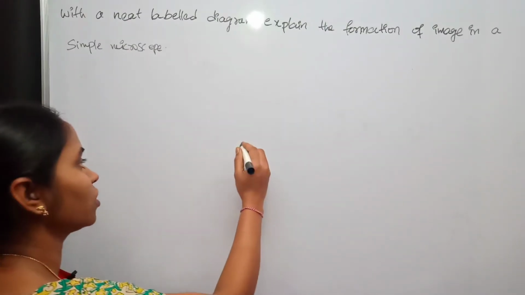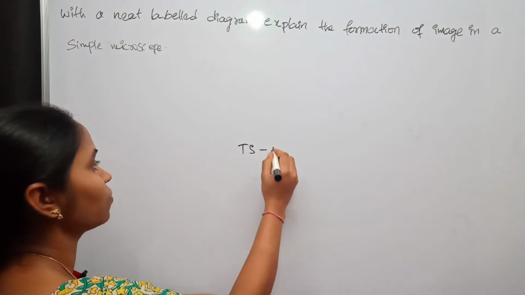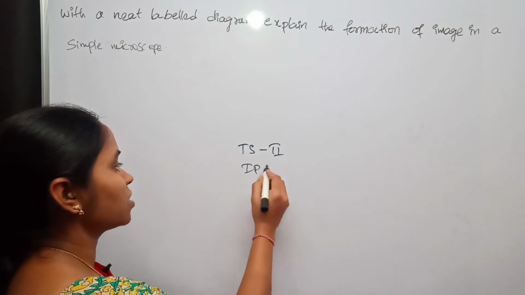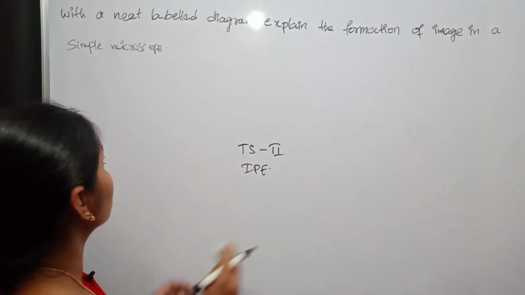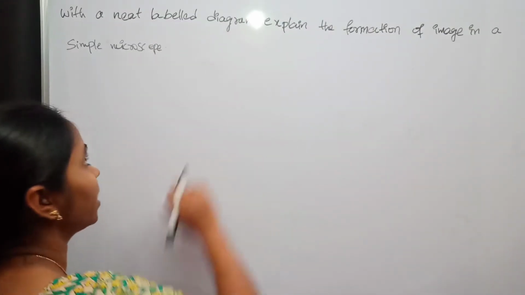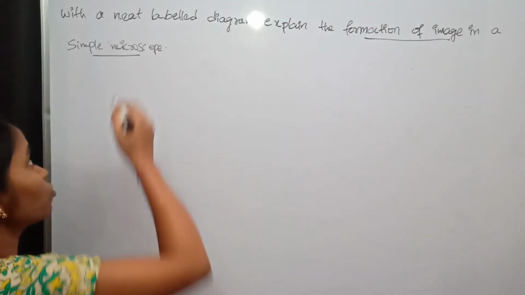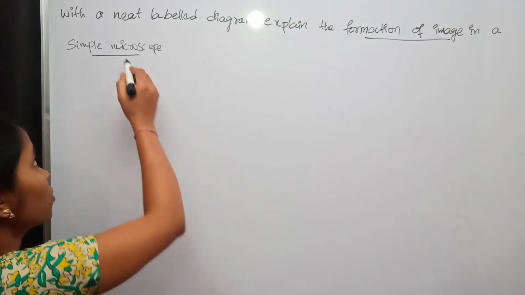In this lecture I am going to explain one more important short answer question for your TS intermediate second year IPE physics examination. The question is: with a neat labeled diagram, explain the formation of the image in a simple microscope. What is a simple microscope?